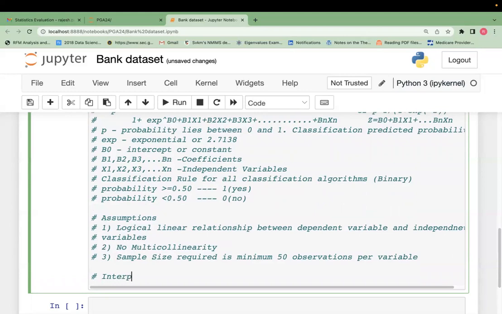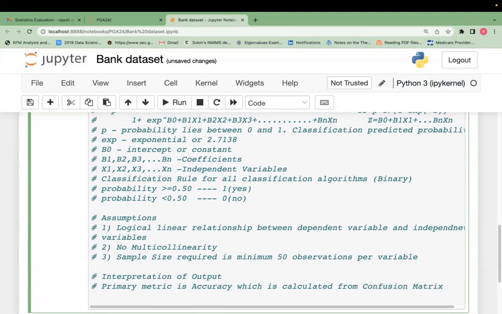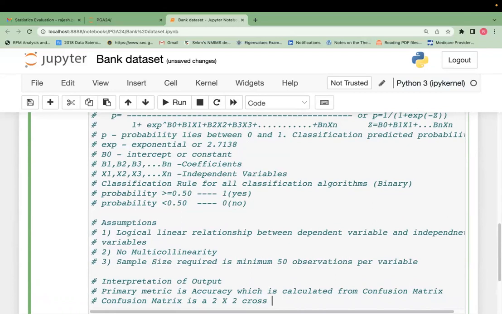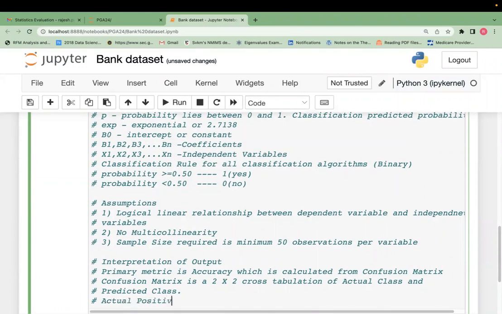The interpretation: the primary metric calculated is from the confusion matrix. The primary metric is accuracy, which is calculated from the confusion matrix. Confusion matrix is a cross tabulation. So the confusion matrix is a 2 by 2 cross tabulation of actual class and predicted class. The confusion matrix is at the core of all classification problems. For all classification problems, we have to do a confusion matrix, which is a 2 by 2 cross tabulation of actual class and predicted class. So actual positive class and predicted also is positive class.